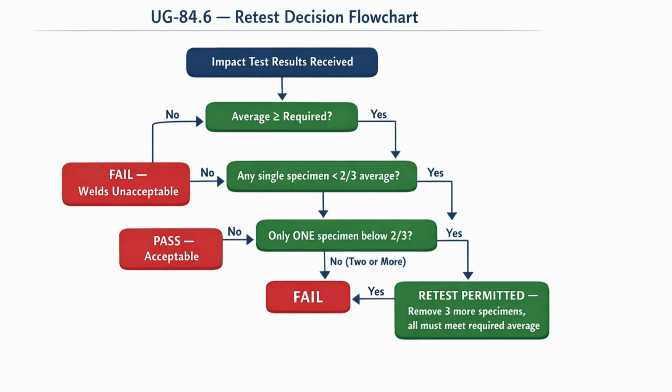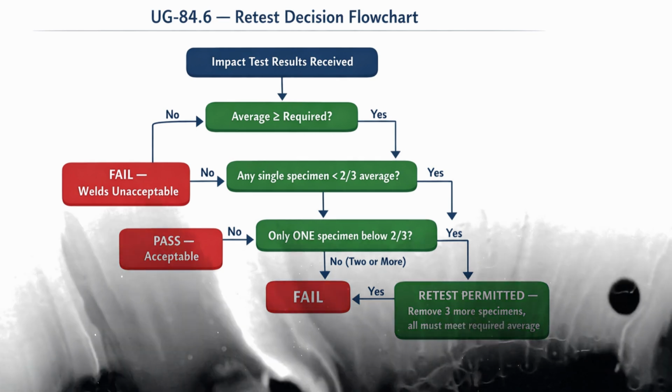When retest is permitted, you remove 3 additional specimens from the same test coupon. Each of the retest specimens must individually equal or exceed the required average value from UG-84.5. No averaging trick here, every single retest specimen must hit the target. There's also a provision for erratic results caused by a defective specimen or uncertain test procedure. UG-84.6 allows a retest in that case too. And for the high-energy subsize scenario from UG-84.3, if the 75 foot-pound threshold isn't reached, you can retest using full-size specimens.